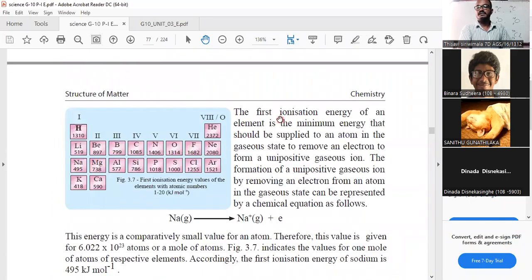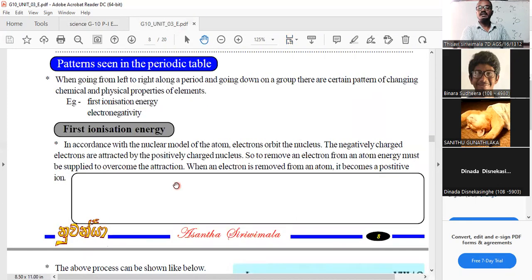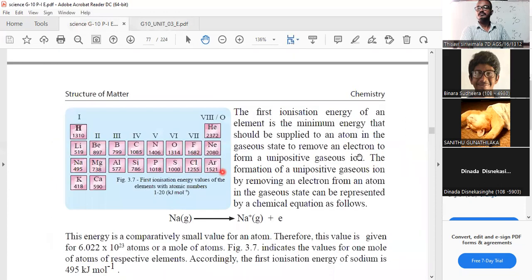The first ionization energy of an element is the minimum energy that should be supplied to an atom in the gaseous state to remove an electron to form a unipositive gaseous ion. අන්න එතන නිකන් ලියන්න. මේ paragraph එක. Unipositive gaseous ion කියන තැනට නිකන් ලියන්න. ඔයගොල්ලෝ paragraph එක ලියලා නවත්තපු තැන ඉඳලා ඒ ටික ලියන්න ඕනේ. මෙතනට වෙනකන් unipositive gaseous ion කියන තැන වෙනකන් ලියන්න.